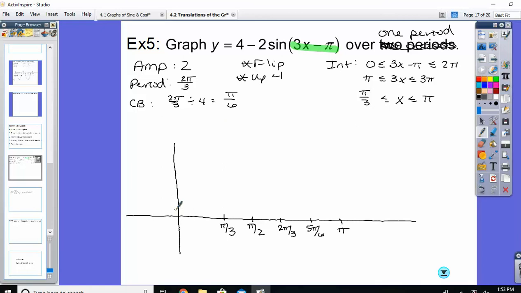We are going up 4. So I'm going to positive 4 and just drawing a dashed line. Amplitude is 2, so we will be going 2 above and 2 below that line. We're dealing with sine, which starts at 0 points, so it'll start on the dashed line. We are flipping it, so at pi over 2 it'll go down first, then back up.